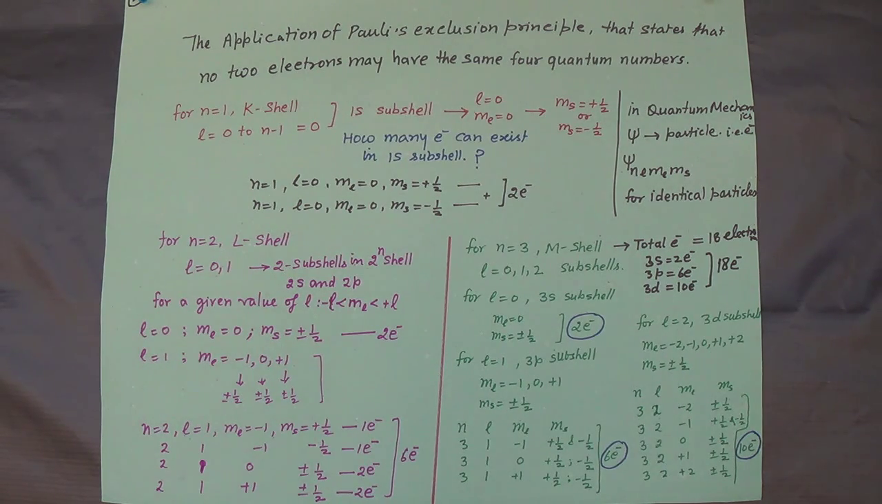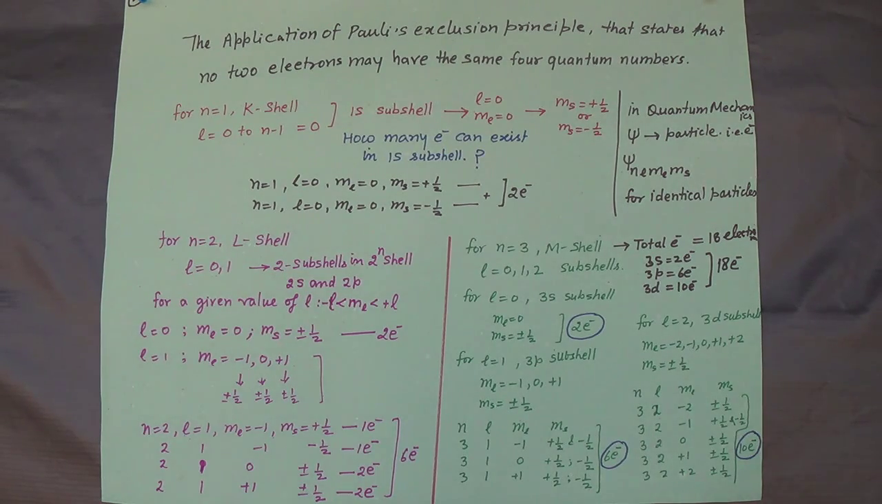What does the Pauli exclusion principle state? It basically states that no two electrons may have the same four quantum numbers. Right? What does it mean? You have seen earlier that an atom has four quantum numbers, and those four quantum numbers are signified by the letters n, l, ml and ms.